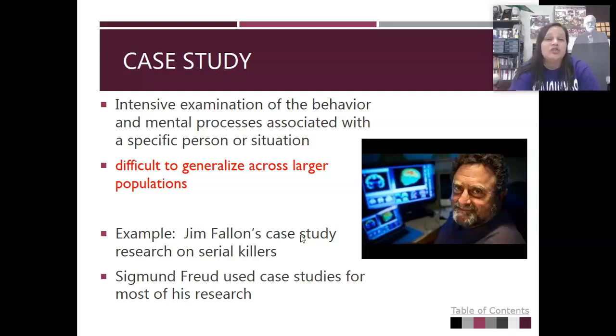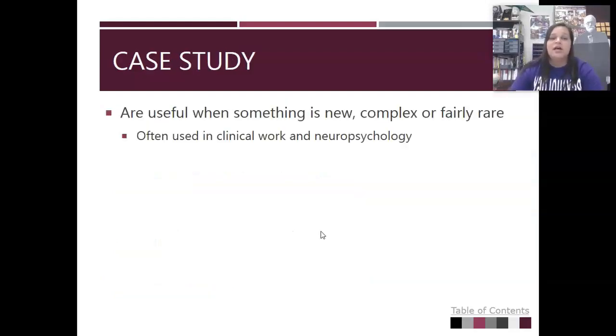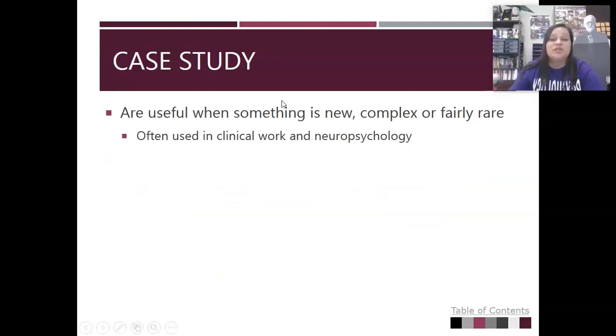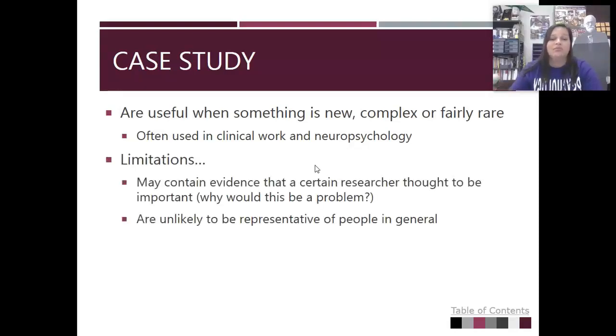And then he generalized their behaviors to everybody. So sometimes this works, sometimes it doesn't. It's useful, though, when something is new. So, for example, when there's a rare disease that nobody really knows a whole lot about, you want to try to find a few people, or as many people as you can, who have that rare disease and gather as much info about it. But that info is not going to necessarily apply to everybody. It's just going to apply to everybody else who has that same problem.